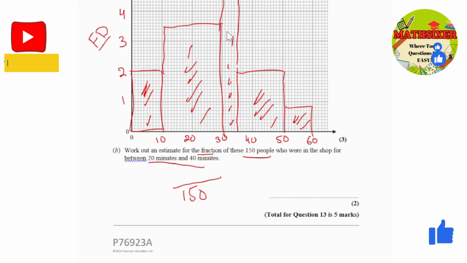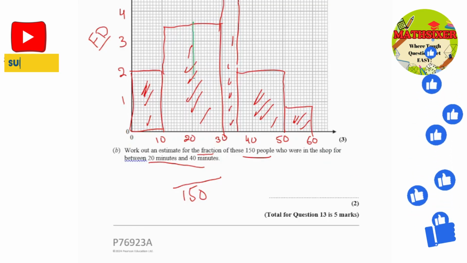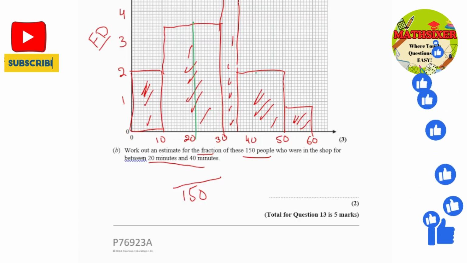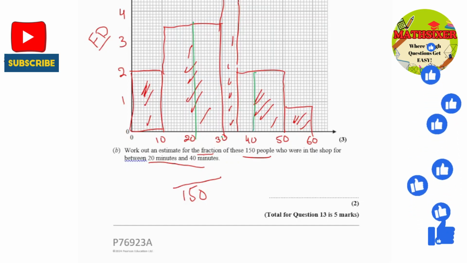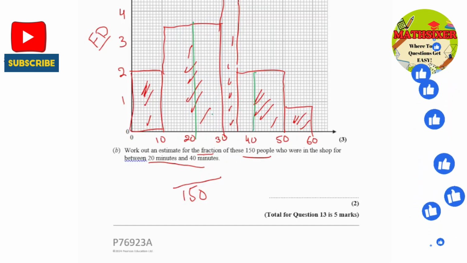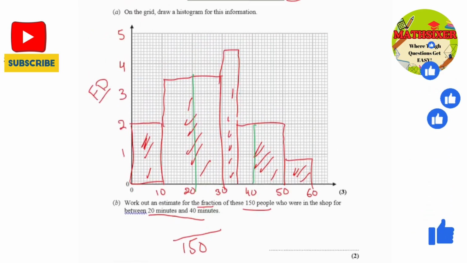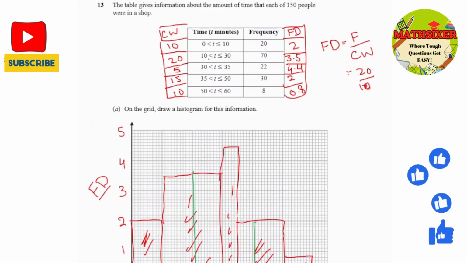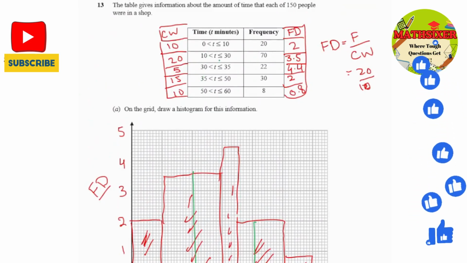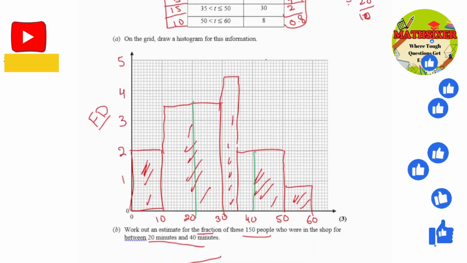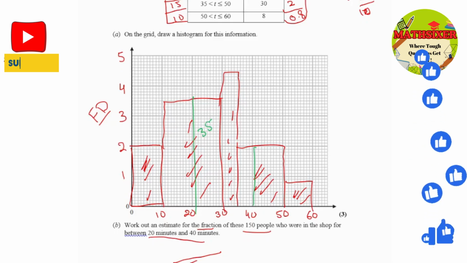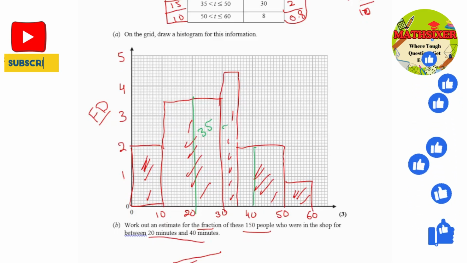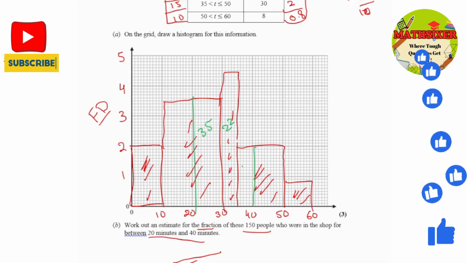Let's change the color first. Okay, so 20 is here, 20 to 40. So we are looking for these ones. From 10 to 30, 20 to 30, it was 35 people there. If you look at the frequency, you can see that this is 35 people here. This one we have here 22 people, and the next one we have 10 people.